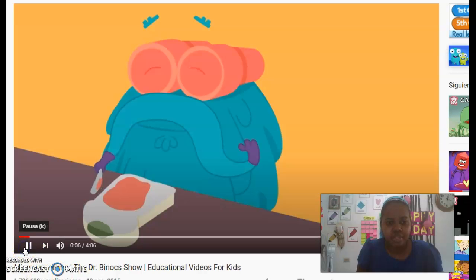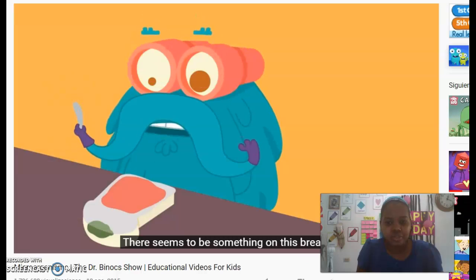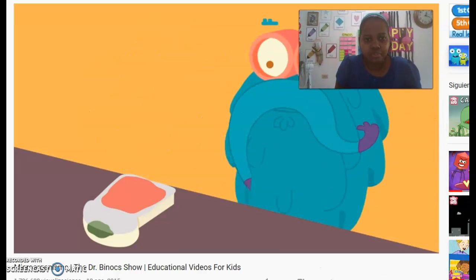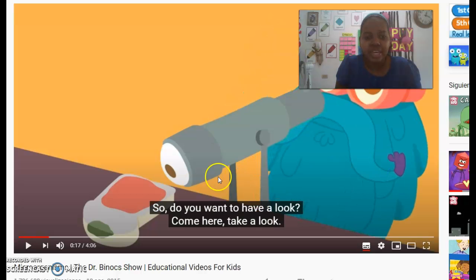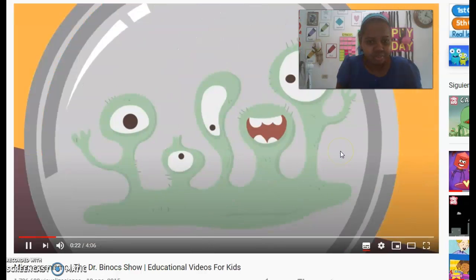Okay, so let's continue. There seems to be something on this bread. I wonder what it is. Aha! That's interesting. What do you think is this thing that has a green color on the bread? This one is jelly, of course, the one that is red, but the green one is suspicious. So what do you think it is? We're going to check. Do you want to have a look? Come here, take a look.